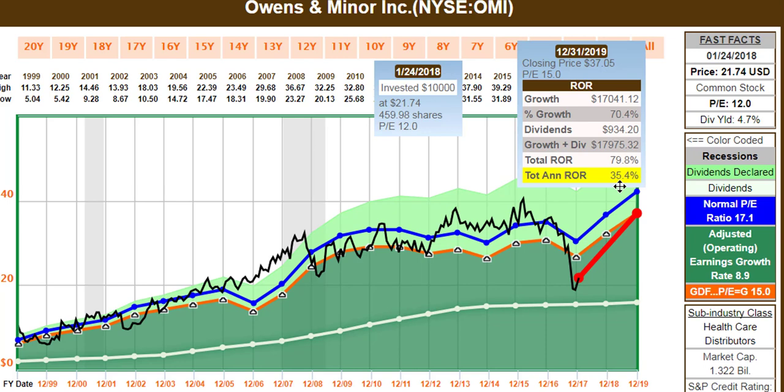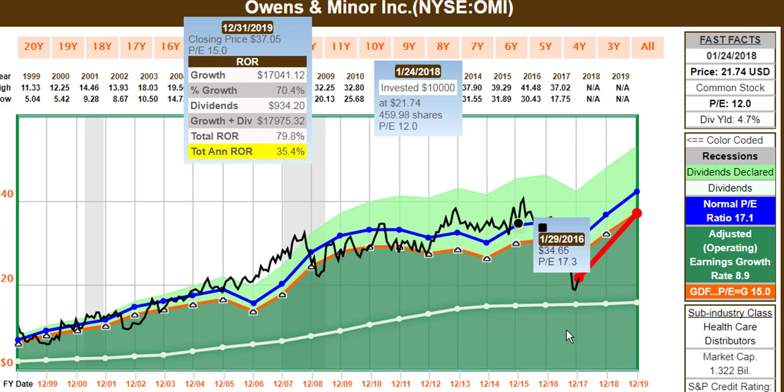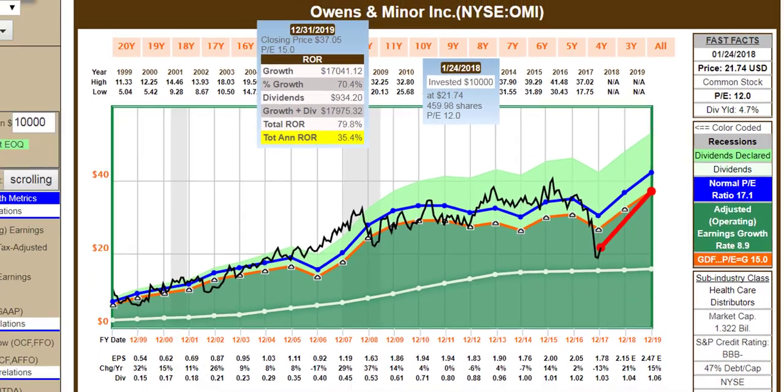That's a 35% annualized return. That's 80%, 79.8% pure rate of return, including dividends. 70% appreciation, and a nice, almost $1,000 worth of dividends that would be paid because of the high yield. That's what makes this particular investment very attractive.